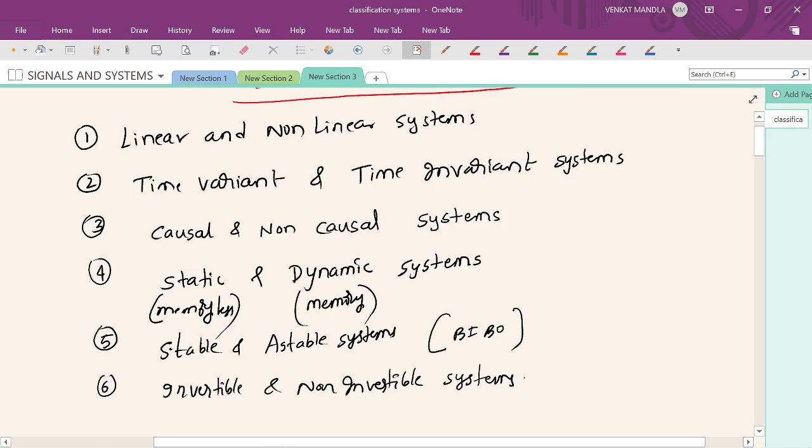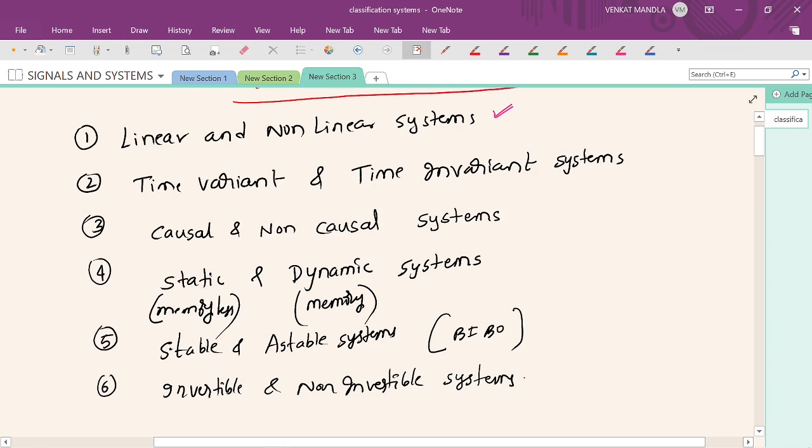Linear and nonlinear systems, I will summarize. For linearity, the system has to satisfy two conditions: one is superposition and the other is homogeneity. And for time variant and time invariant, if I apply a time delay in the input and get the same amount of delay in the output, then the system is said to be time invariant. Otherwise, it is time variant.